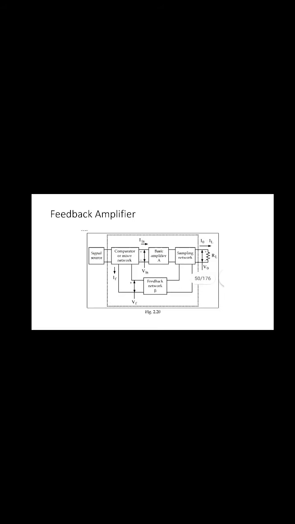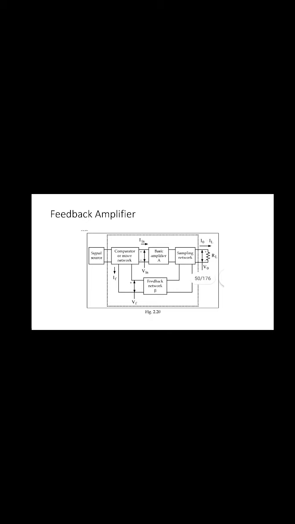Next topic we have to discuss is the feedback amplifier. Here we have to discuss what is the need of a feedback amplifier and what is the block diagram of a feedback amplifier. Feedback means part of the output is given back to the input. Part of the output signal given back to the input is called feedback.